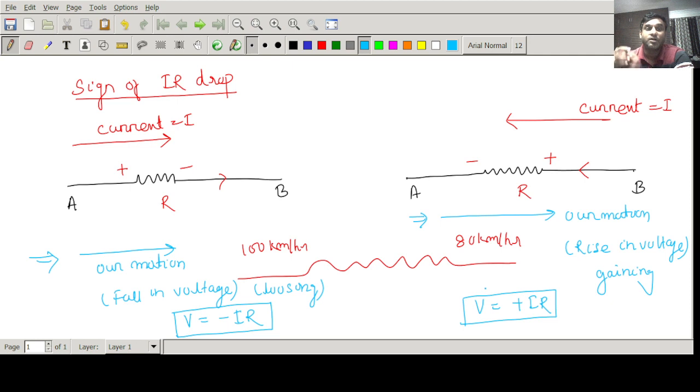So remember, this current is only giving the positive and negative sign. Once you get the positive and negative, then your voltage drop is calculated as it was calculated in the battery. If my approach is from plus to minus, then there is a drop in voltage, or I am losing, which means minus. If I am going from the minus end to the plus end, then I am gaining something and the voltage I am getting is positive. That's all.